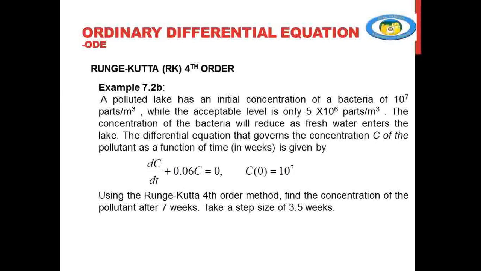So the differential equation that governs the concentration C of the pollutant as a function of time is given by dC/dt equal to negative 0.06 C. The initial concentration of bacteria is 10 to the power of 7 parts per meter cube. Using the Runge-Kutta fourth order method, you're asked to find the concentration of the pollutant after 7 weeks. Take a step size of 3.5 weeks.